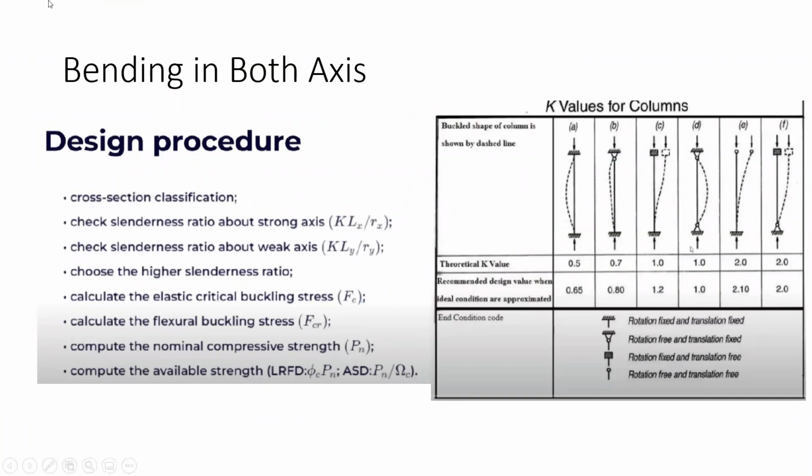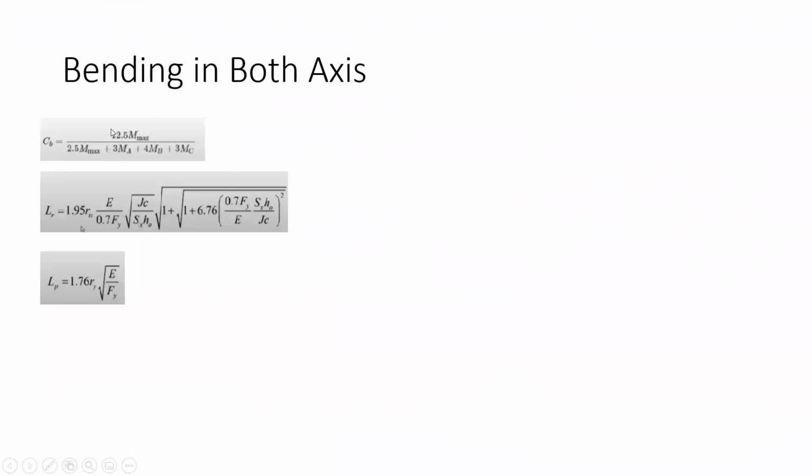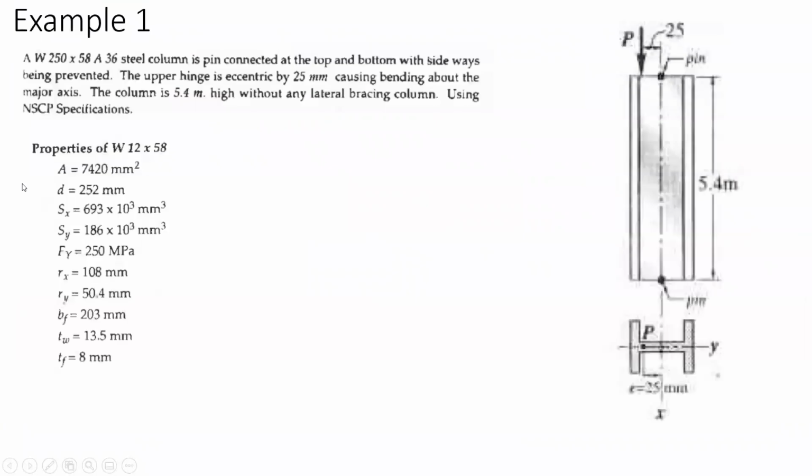So for bending in both axes, binigay ko na yung step-by-step formula. So first, cross-section classification, KLX over RX, slenderness KLY over RY. And we also have FE, FCR, and available strength. And then we have bending in both axes. We solve for CV, we have LR and LP. So yan, formulas lang and then direct substitution. So this is an example.